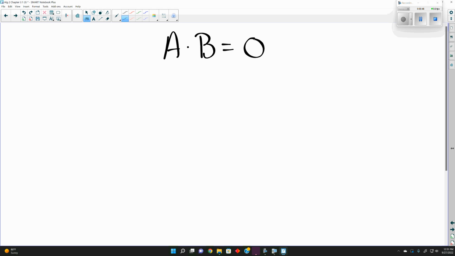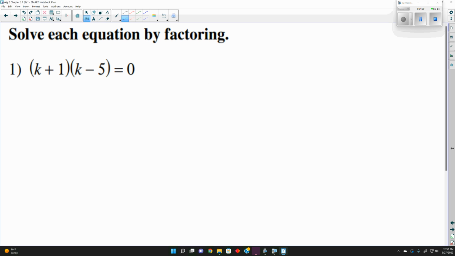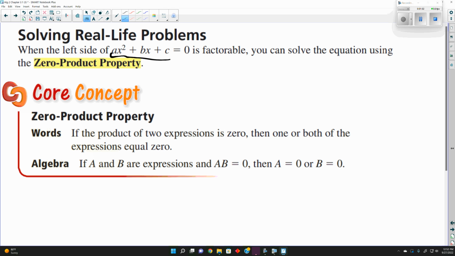Well, anytime we have two things multiplied together equal 0, one of them must be what? 0. Because the only way that we can multiply two things together and get 0 is if one of these is 0. That's the only way that this is going to work. And that's what the zero product property is stating. If two expressions or two things multiplied together equals 0, then one of them must be 0.